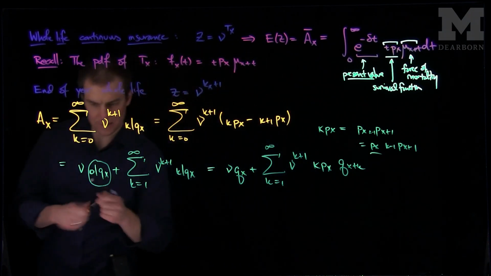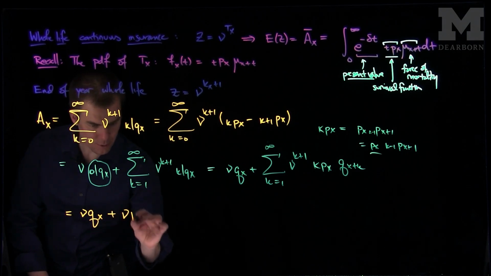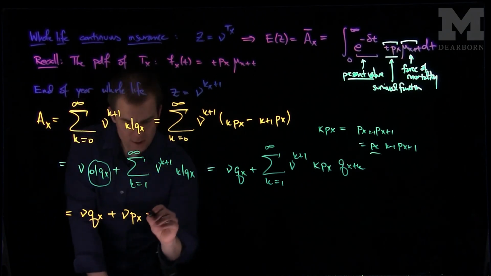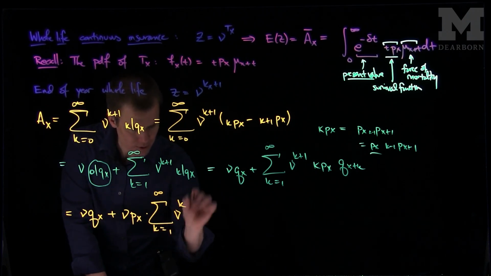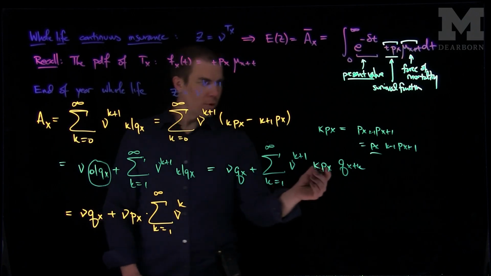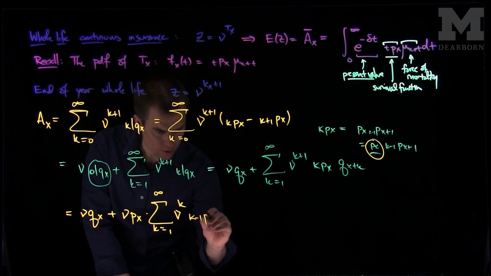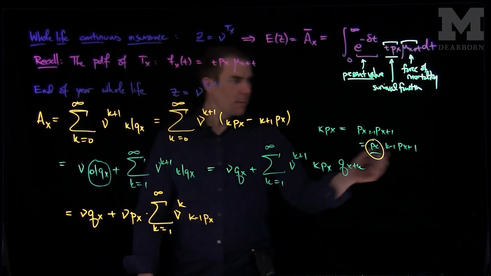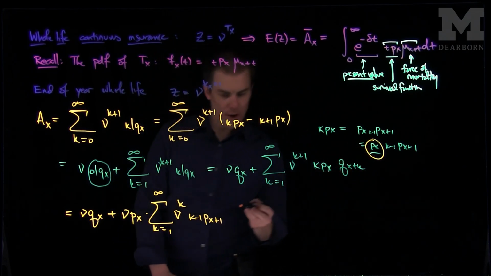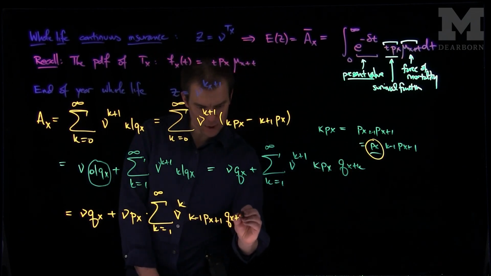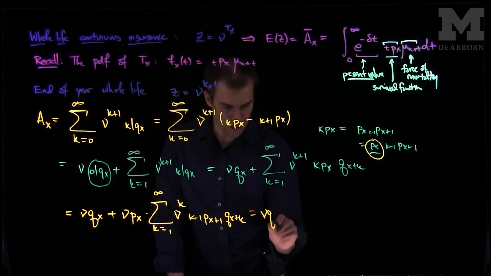And so what we can do is write this now as v q_x plus v p_x times the sum, k goes from 1 to infinity of v to the k, because I pulled out one of the v's. And I pulled out one of these p_x's over here. I'm left with a k minus 1 p_{x+1}. And then over here, I'm going to have a q_{x+k}.